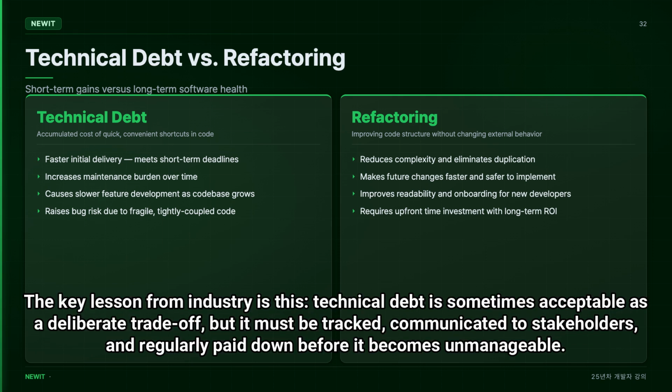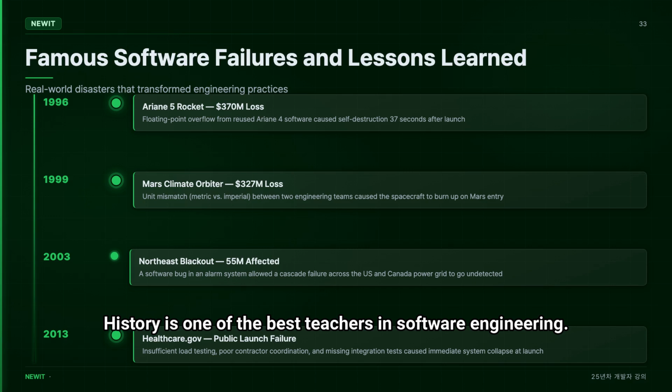The key lesson from industry is this: technical debt is sometimes acceptable as a deliberate trade-off, but it must be tracked, communicated to stakeholders, and regularly paid down before it becomes unmanageable. History is one of the best teachers in software engineering.